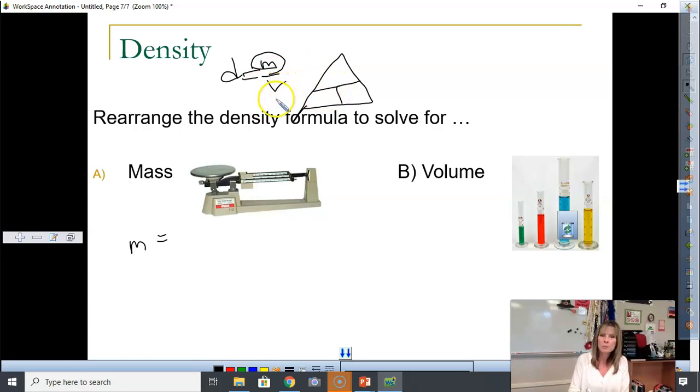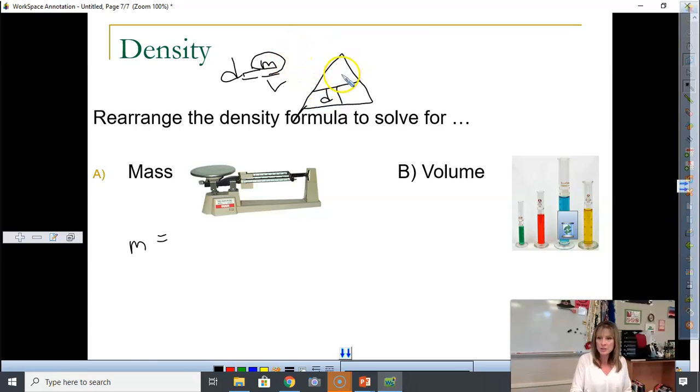When you have a 3-variable formula like this, you can put it in this triangle and it'll help you figure out how to rearrange the formula. So draw the triangle, separate it into 3 sections. Whatever's on the left goes on the left of the triangle. So what's on the left of this formula? D. So I put D right there.